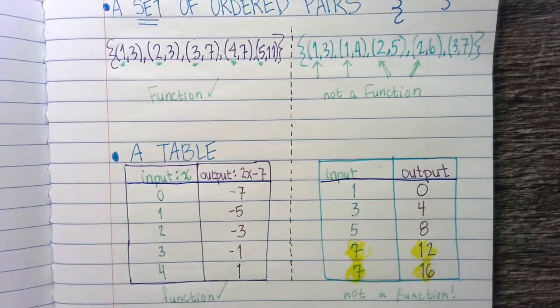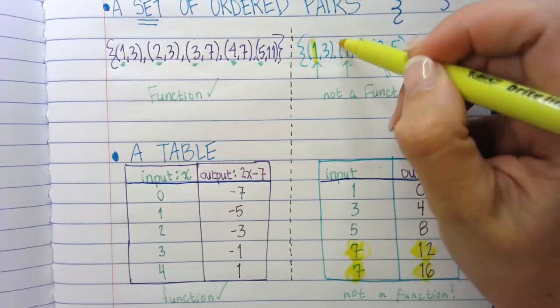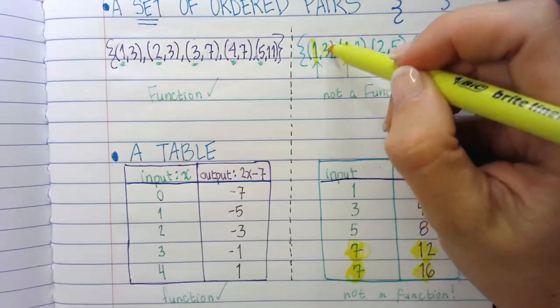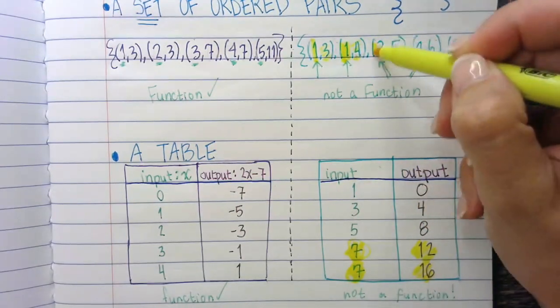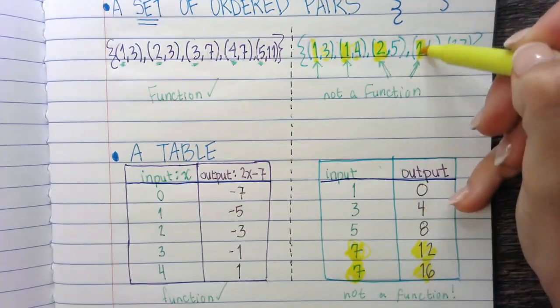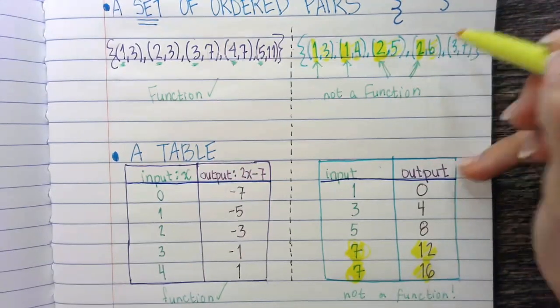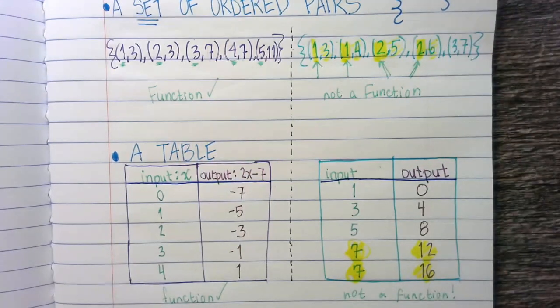Just like earlier, we had issues. We had the input value of 1, right? It went to 3 and it also went to 4. We had the input value of 2. It went to 5 and it also went to 6. So those are all reasons why something would not be a function. Let's check out the next way that we're going to represent our relations or functions.